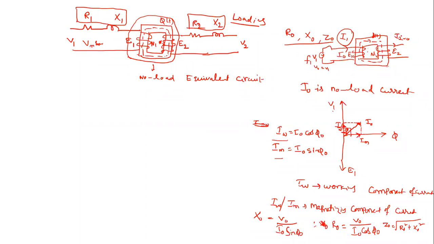So whatever the quantities under no load, if you represent them, they will be the shunt parameters of the transformer. That will be represented like this: there is an R0, there is an X0, in the winding.